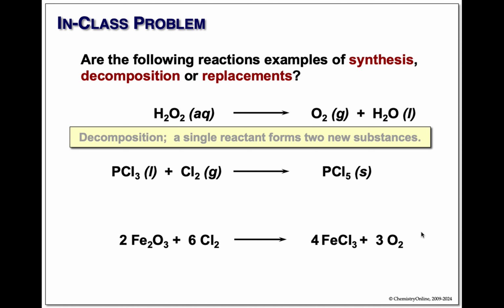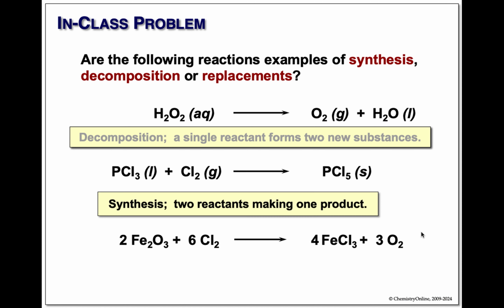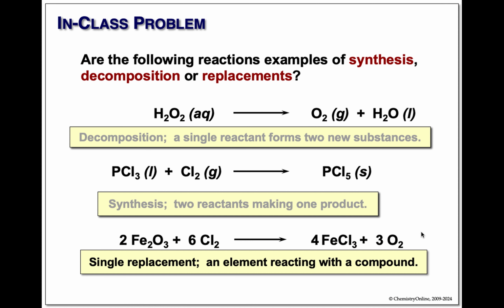We have an element and a compound, but just a compound here. This is just a synthesis. We're putting those two together to make PCl5. And finally, element and a compound, element and a compound, the signature of a single replacement. All right, so those are our basic reaction types, okay?